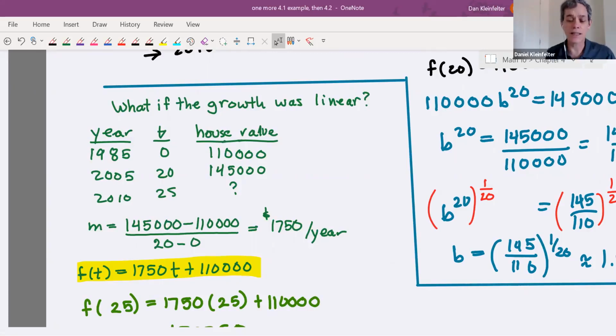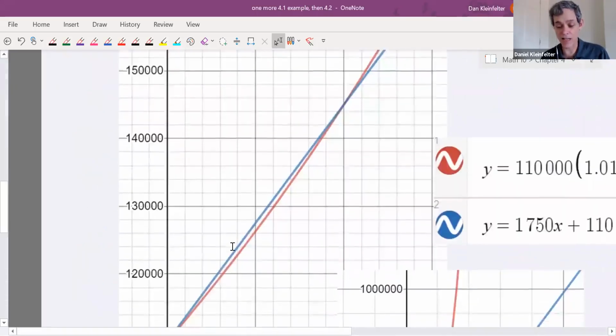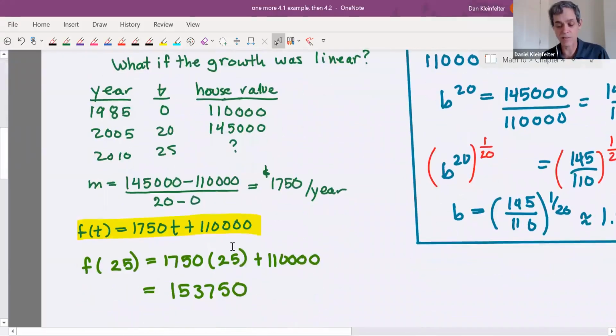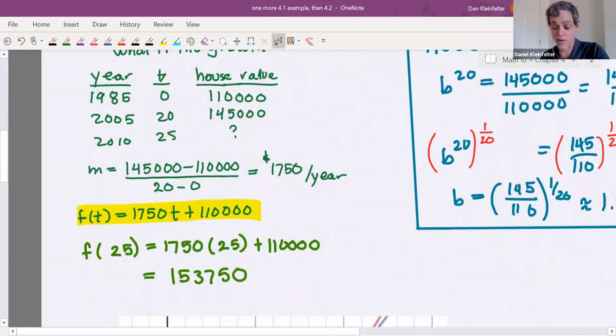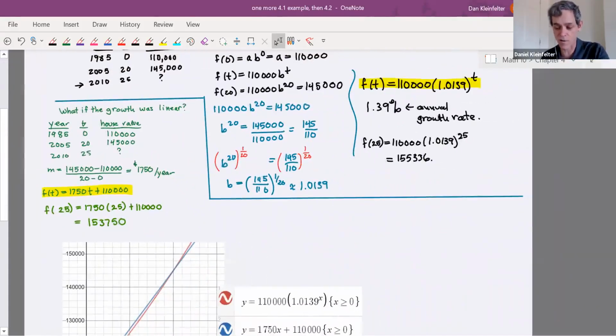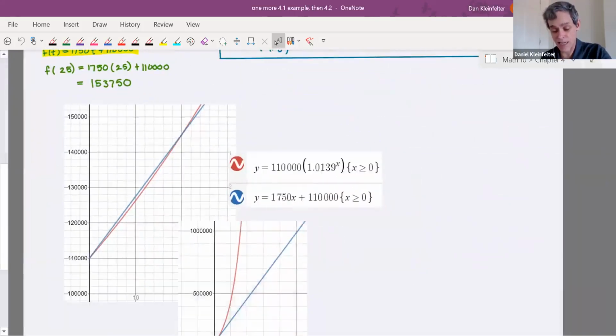And so the point where it was 1985 turns out to be our y-intercept. So our f of t this time is 1750 times t plus 110,000. So there it is, a linear function in slope-intercept form. And then calculating the value for the house after the 25 years, we get 153,750, which isn't too far off of what we got before. It's about $2,000 difference. And then I went ahead and graphed both right next to each other.